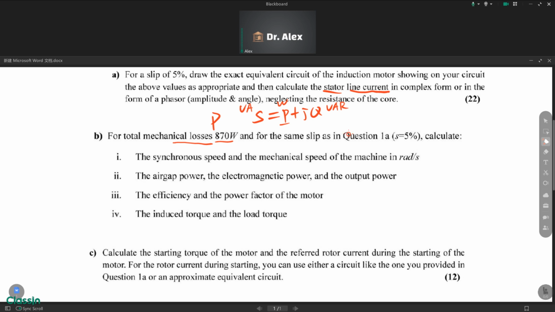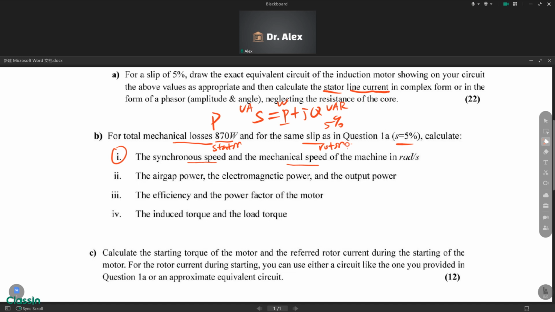So we also get the slip as the previous value, which is 5%. The first part asks us to calculate the synchronous speed and the mechanical speed. These are two different names for the same thing. What are the same things? The synchronous speed means the speed for the stator, and the mechanical speed means the speed of the rotor.